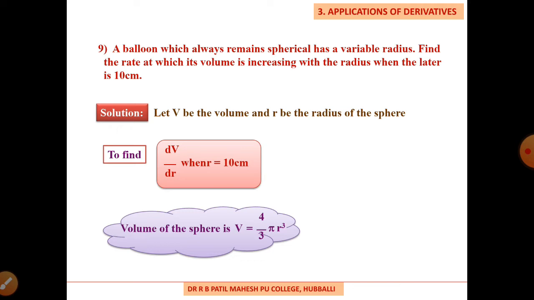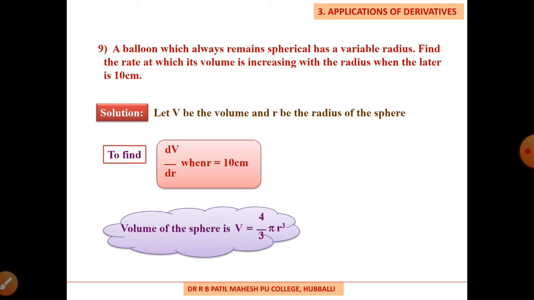So in this example, your given term is a balloon which always remains spherical has a variable radius, and then by using this, find the rate at which its volume is increasing with the radius when the radius is 10 centimeter. So you have to find out the change in the volume of the sphere with respect to R, that is dV by dr when R equal to 10 centimeter.